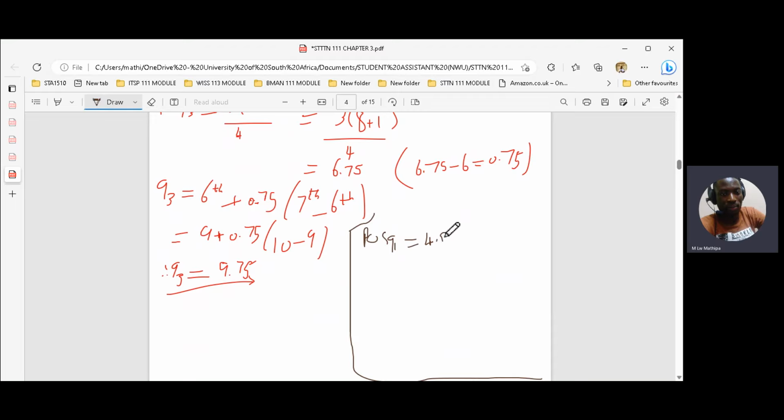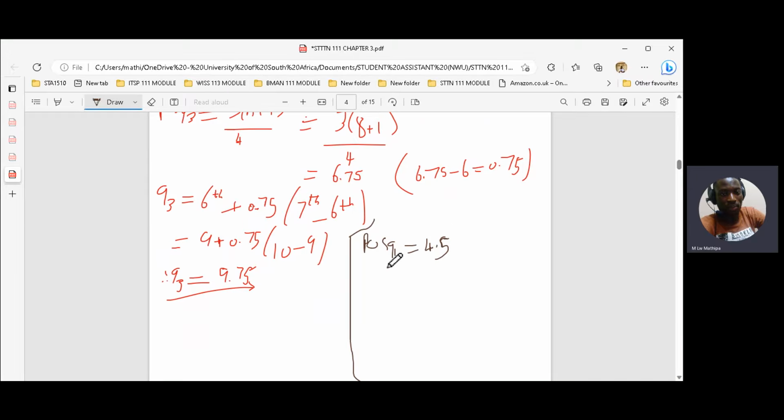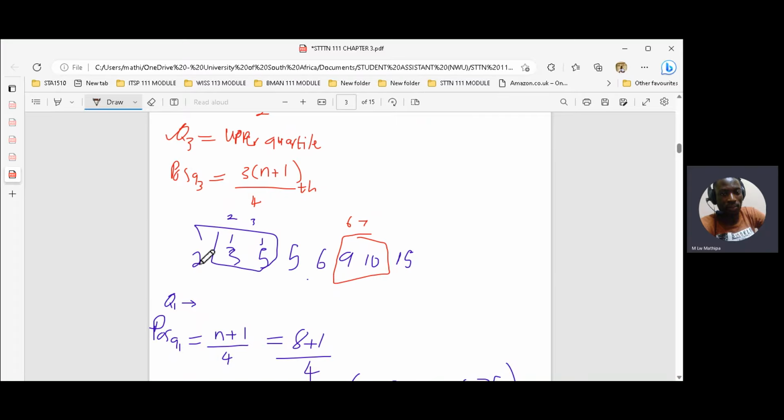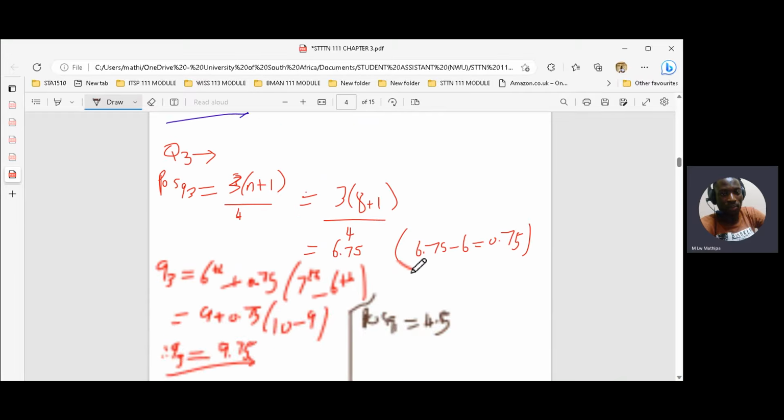If you get the position of 4.5, you check: since now it's 1 decimal place, I'm not going to use the previous method. We only use that method when we have 2 decimals. So you just check position 4 and 5, which is 5 plus 6 divided by 2.